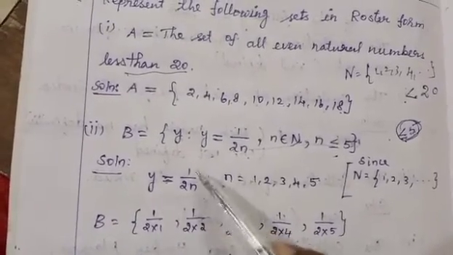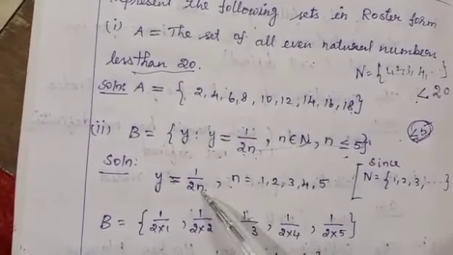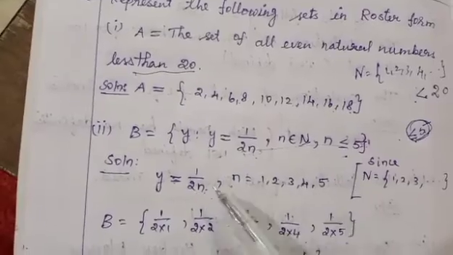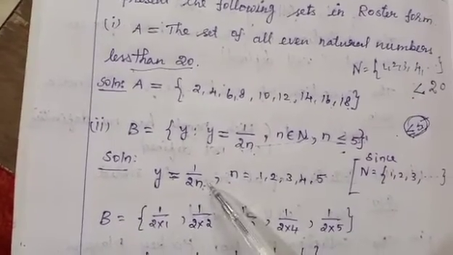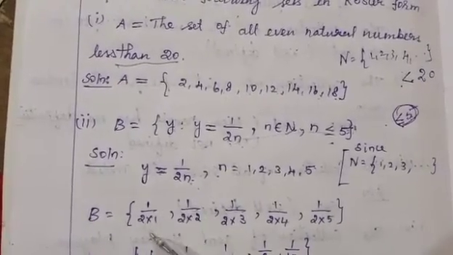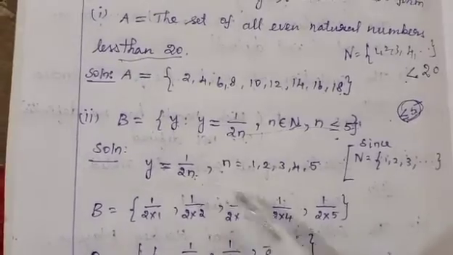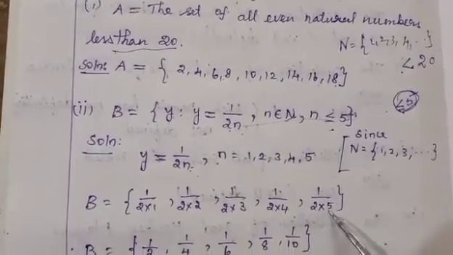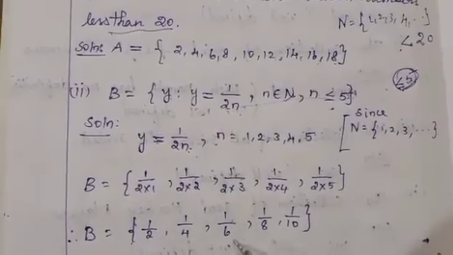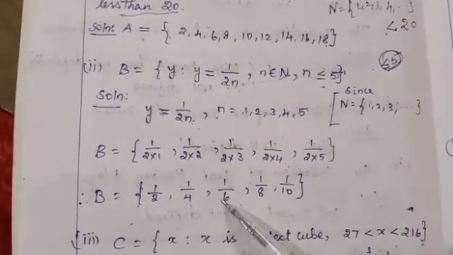Yes. Now you have to apply the n values. So y equal to 1 by 2n. First n equal to 1, then n is equal to 2, n is equal to 3, n is equal to 4, n is equal to 5. So 2 into 1, comma 1 by 2 into 2, 1 by 2 into 3, 1 by 2 into 4, 1 by 2 into 5. 2 2s are 4, 2 3s are 6, 2 4s are 8, 2 5s are 10. So this is the value.